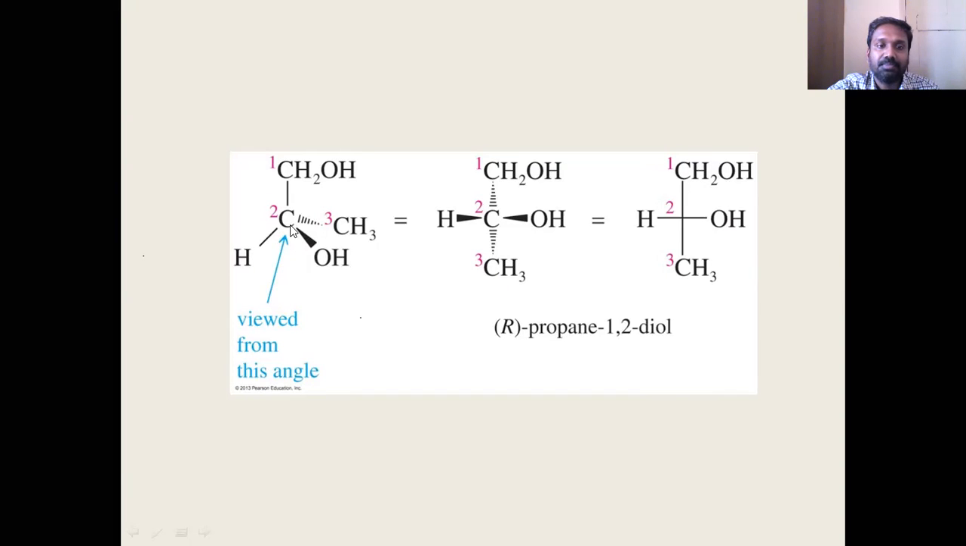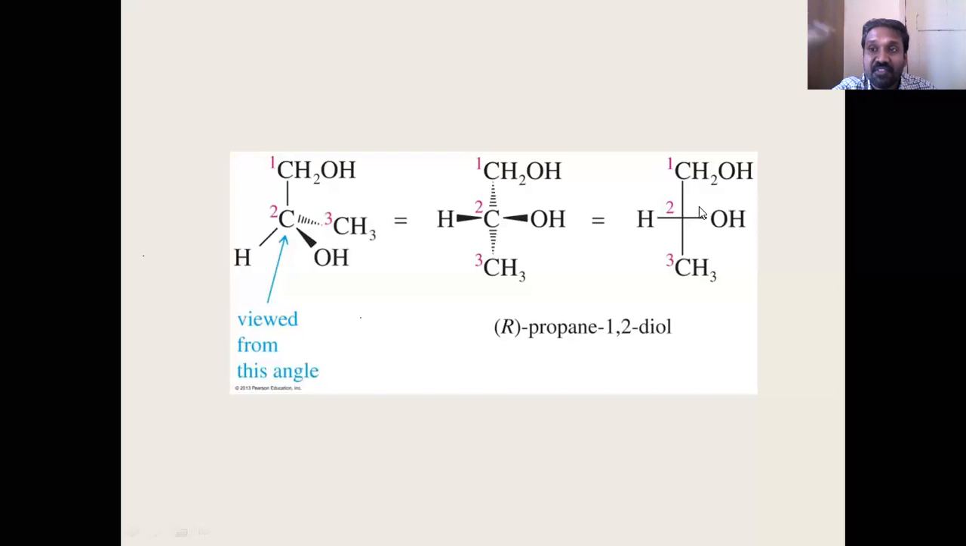View from this angle, H and OH will be towards us, CH2OH at the top, CH3 below. Again, you can ask me a question: why did I not choose this angle? Because of another assumption of Fischer projection. What is that? On the vertical line, I have to place my carbon skeleton.